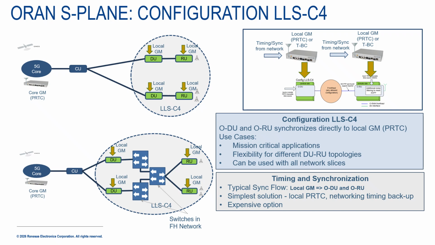So again, a lot of times the sync flow is going directly from your local grandmaster or local primary reference time clock directly to the DU and RU. Sometimes, however, you still may want to use network timing as a backup. So again, you could use something like C3 as an overlay onto the C4 configuration to allow this backup option.